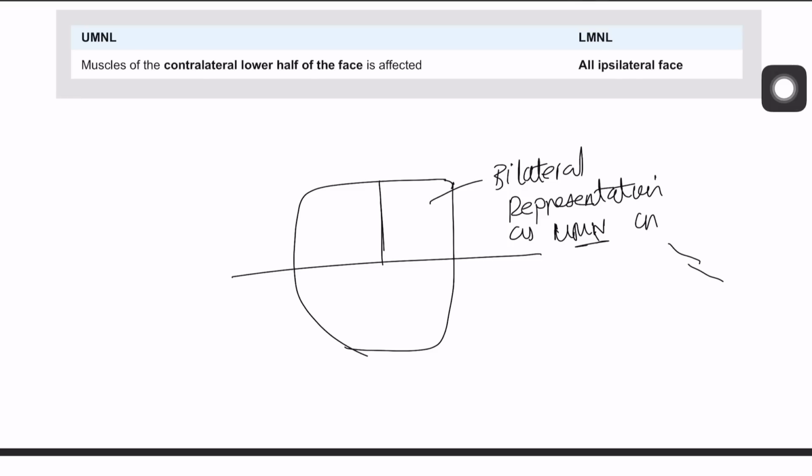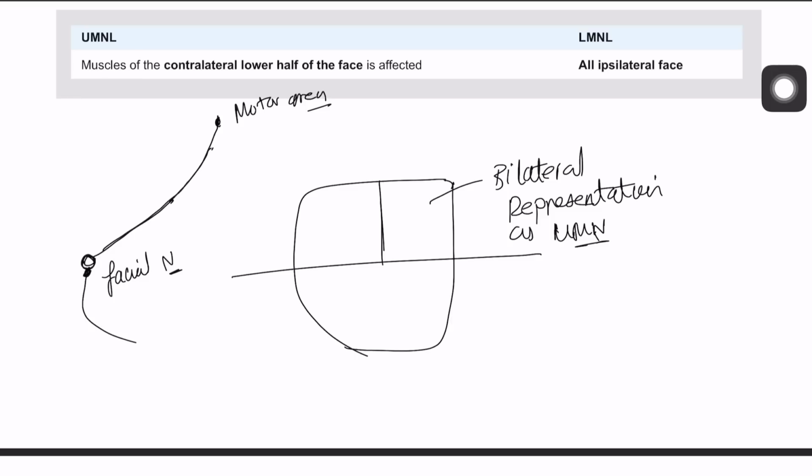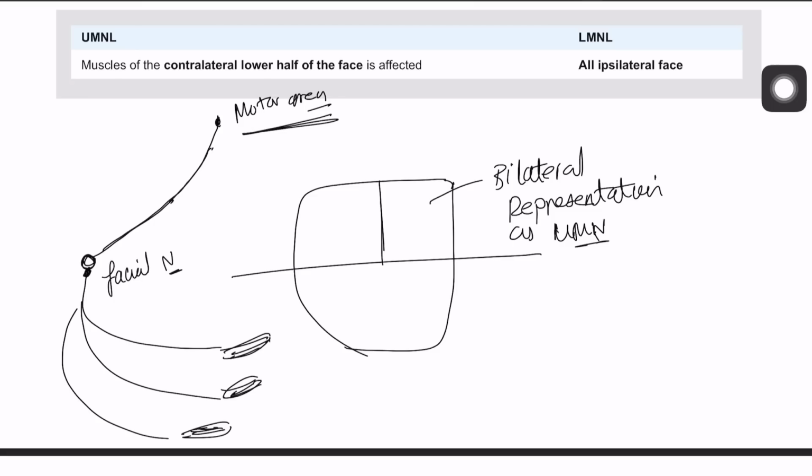So what does this mean? The upper motor neuron is basically from the cerebrum all the way down, from the motor area to where it meets the nucleus. This is the facial nucleus now. And then the lower motor neuron goes from the facial nucleus all the way down to the muscles. This is lower motor neuron. I drew this on one side deliberately; if this is the midline, that means there is crossing here.